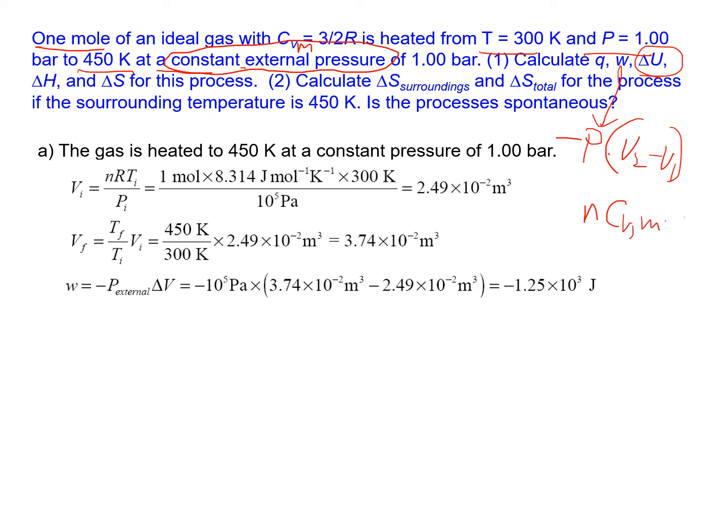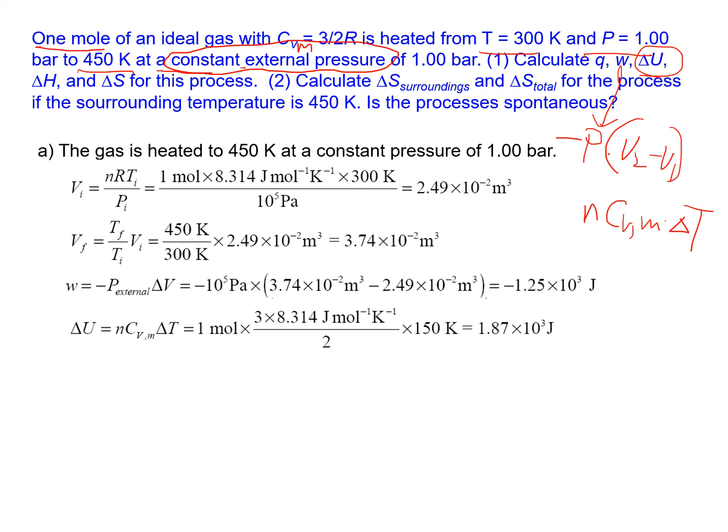Now it's an ideal gas, and therefore delta U should always equal n CVM delta T. The initial and final temperatures are given, so it's easy to calculate delta U. To calculate the Q, we have two ways to do it, because we already have W and delta U. You can use the first law: Q equals delta U minus W. That's the first law. You can calculate. That's one way to do it.